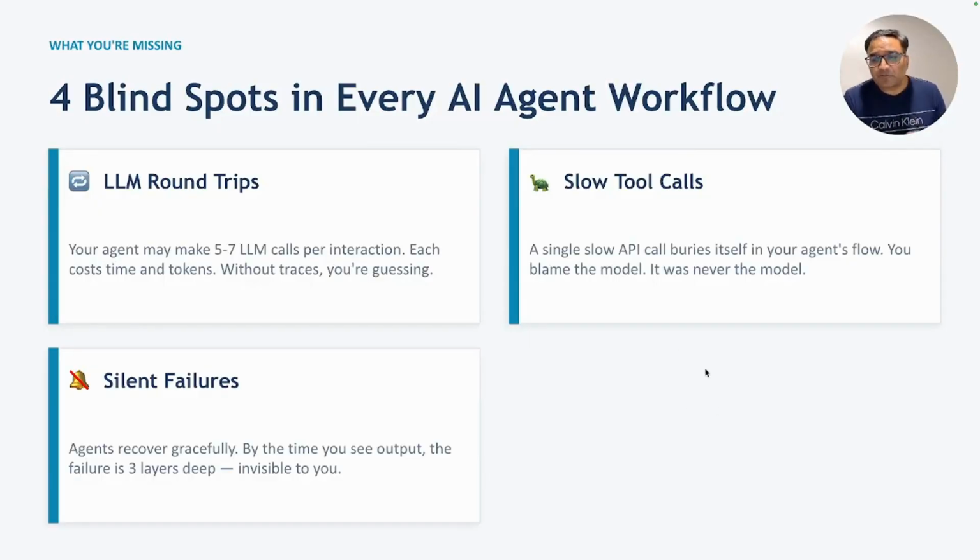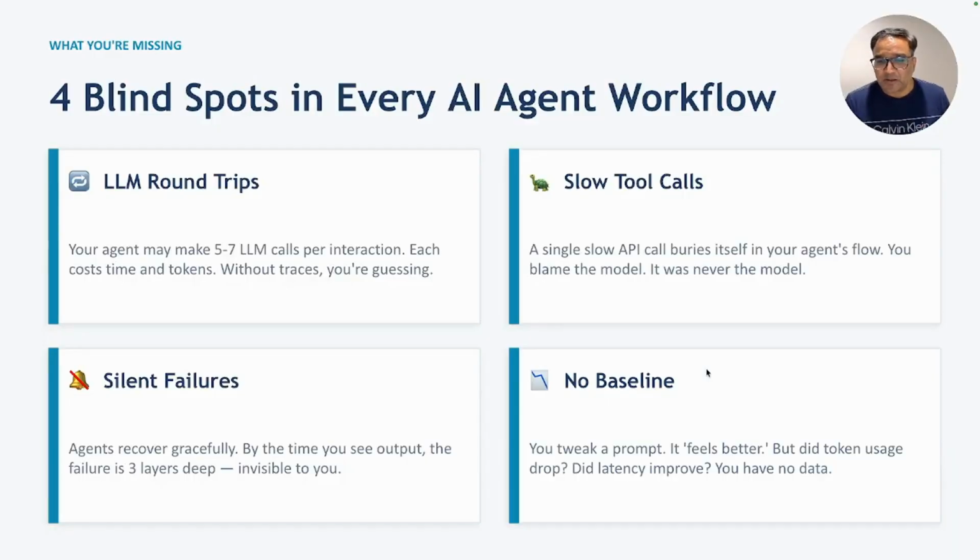Three, the agent recovered from a failure gracefully, but by the time you see the output, the failure is buried three layers deep. You never know what happened or what you can improve, and then you want to see how it has improved. So this is something which gives us a black box feeling.